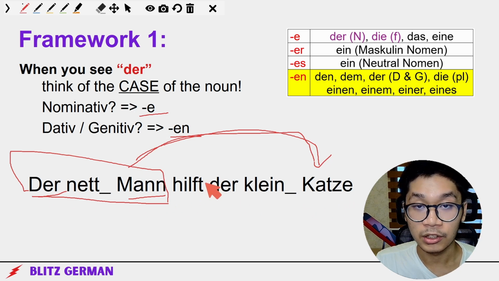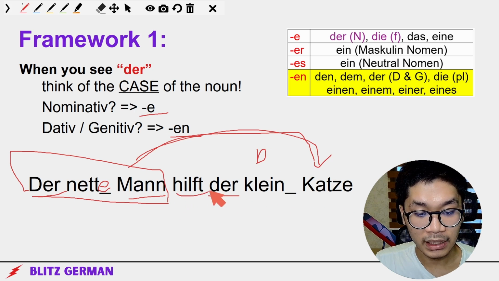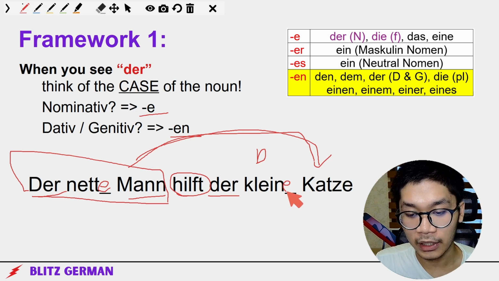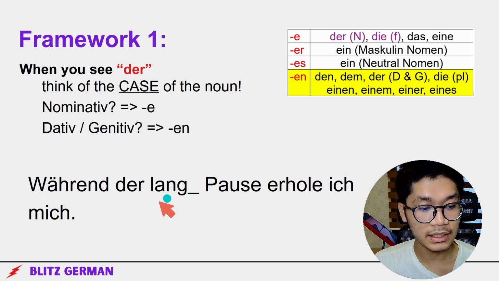So der Mann, nominative. So you use a. Here der, but then this is dative because helfen is always dative. So an. Yeah, easy.